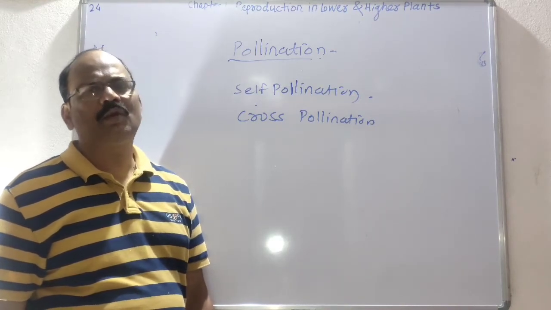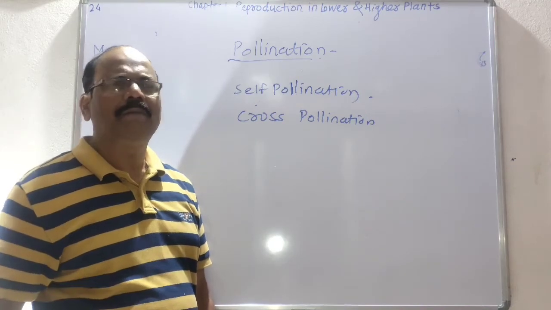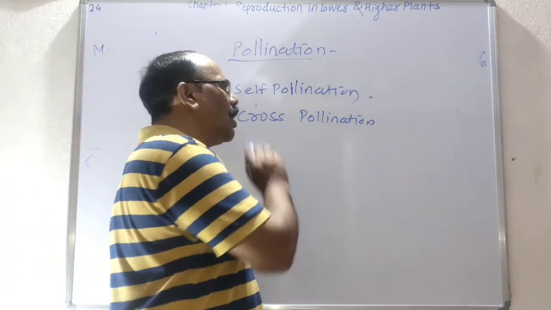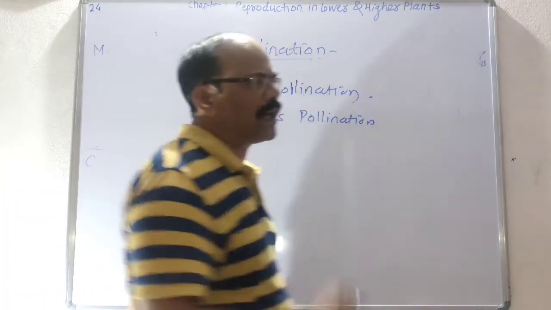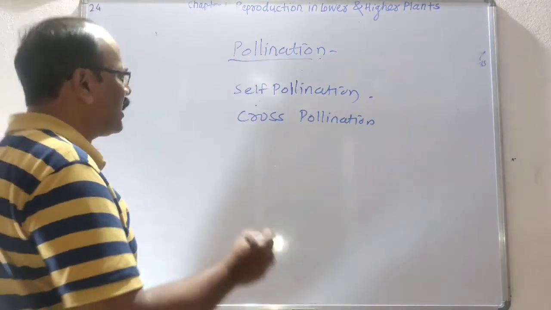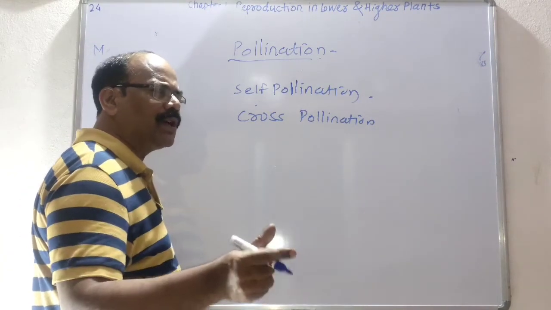Transfer of pollen grain from anther to the stigma of another flower belonging to the same species, another plant belonging to the same species, that is called as the cross pollination. स्वपरागीभवन आणि परपरागीभवन असे प्रकार, त्याच्यामध्ये मुख्य प्रकार दोन आहेत. The pollination, there are different types of pollination which are based on the sources of pollination.